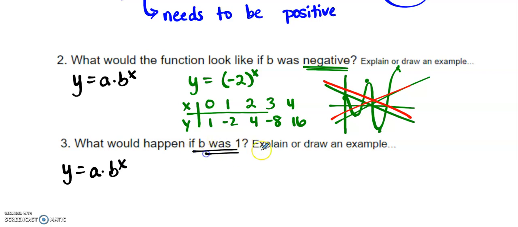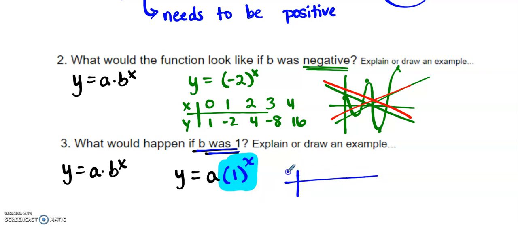Okay. And then what would happen if y equals a times b to the x had a b value that was 1? Well, okay, let's just write that out. Y equals a, so whatever, we make a times 1 to the x. Well, here's the situation. Forget about the a value. 1 to the x? Okay. X, y. If I plug in 1, that's 1. If I plug in 2, that's 1. If I plug in 3, that's 1. 4 is 1. 5 is 1. Infinity is 1. Because 1 to anything is 1.